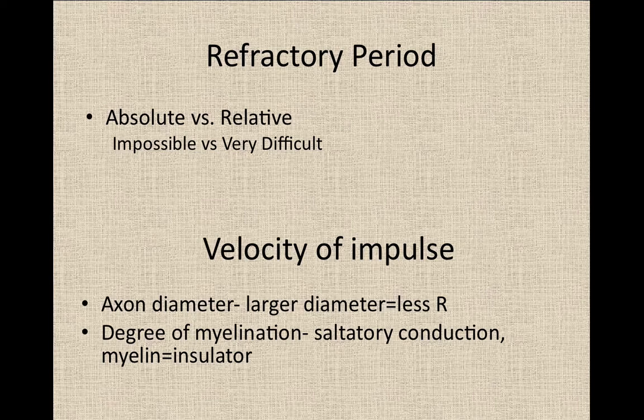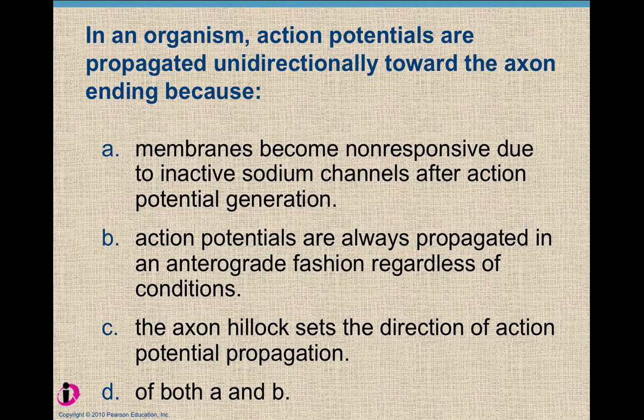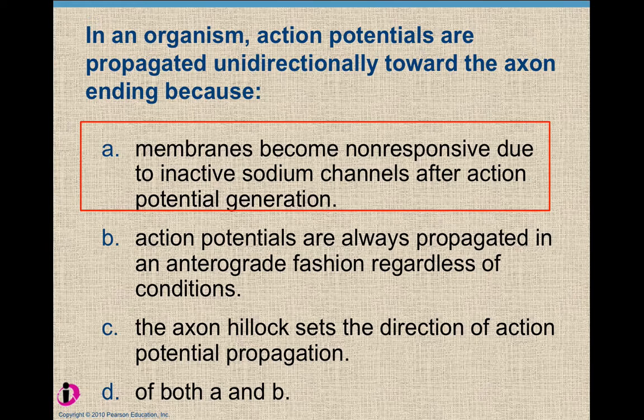Okay, so let's take a look at a couple of things here. In an organism, action potentials are propagated unidirectionally toward the axon ending because of what? Well, it's because membranes become non-responsive due to inactive sodium channels after action potential generation. So you cannot open sodium channels that are already open. They're already going through that action potential. And then once you get to that peak, you cannot open them again because you have that inactivation gate, which is that mechanical barrier.